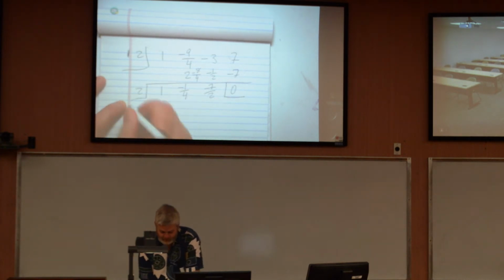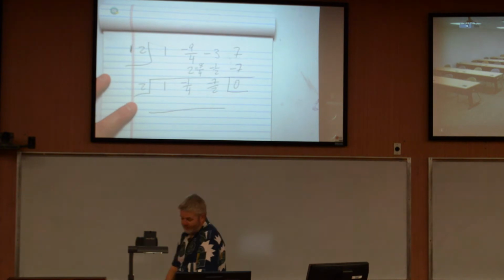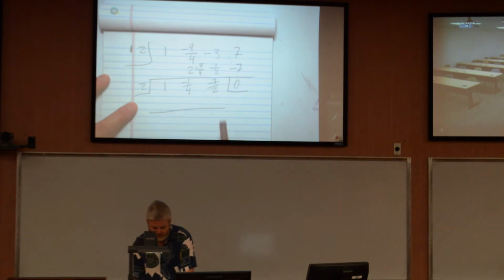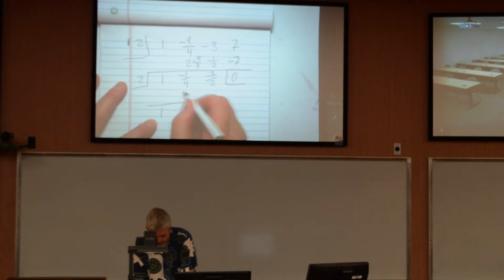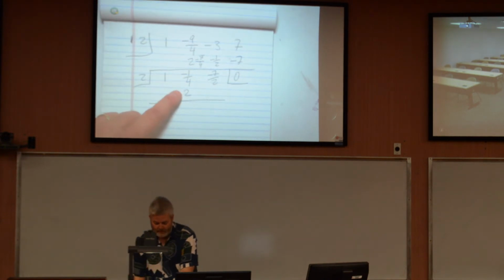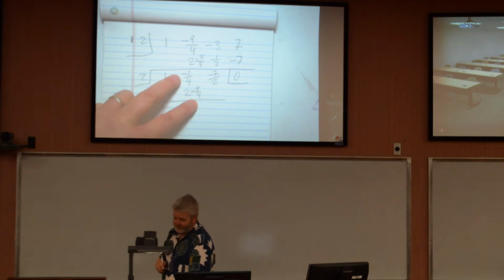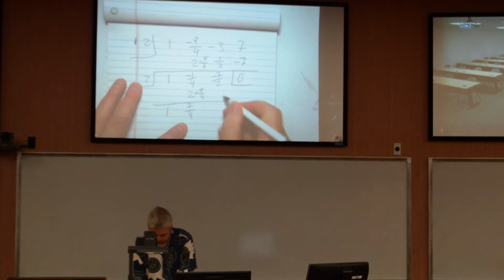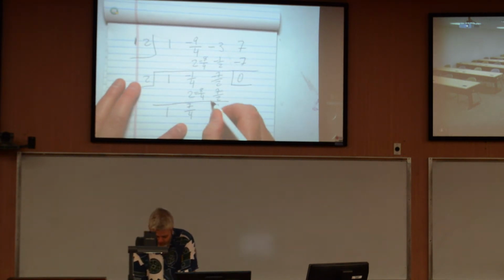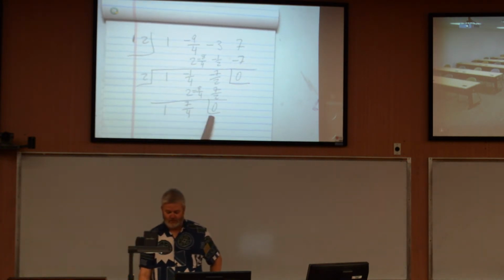Now, since 2 has an intersection multiplicity of 2, we should be able to divide by x minus 2 again and get 0 again. So let's see, bring down the 1, multiply. 2 times 1 is 2. What's 2 and minus 1/4? With the common denominator again, that's 7/4. Multiply by 2 again, you get 7/2. Now if you add, you get 0, and that's the remainder. So that tells you that if you divide this polynomial by x minus 2, you get a remainder of 0.